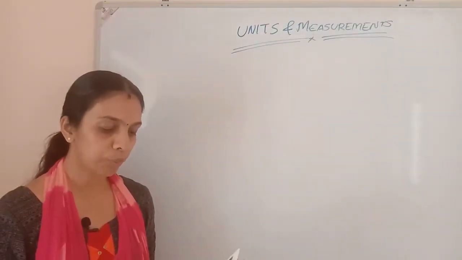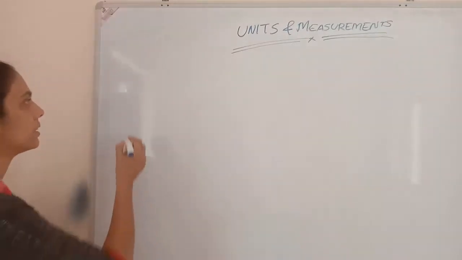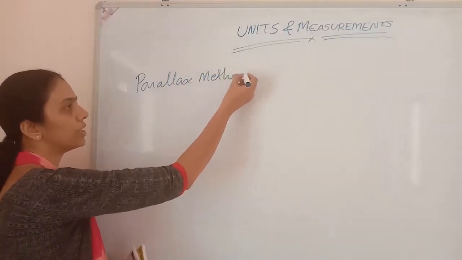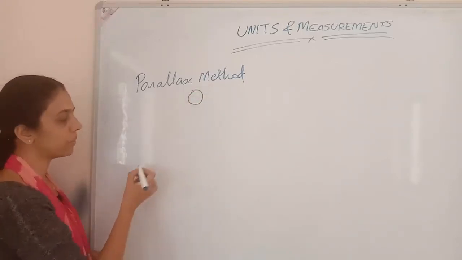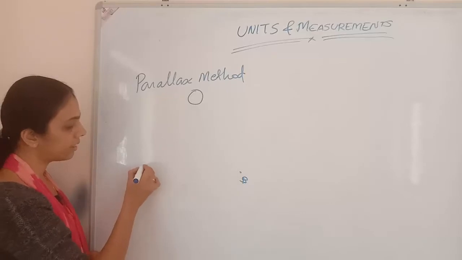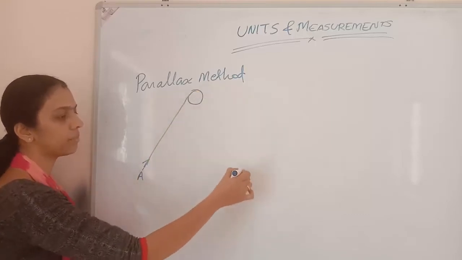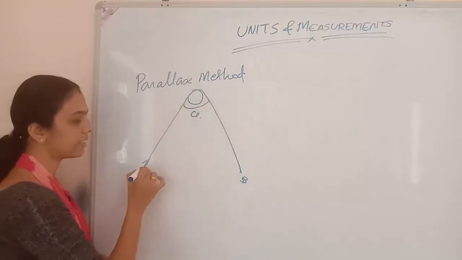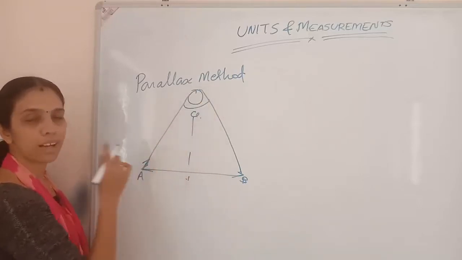Suggest a method to measure the diameter of the moon. It is the parallax method. The parallax method is used to measure the diameter of the moon. How will we find it out? The celestial object will be here. We will consider two points A and B on Earth. Using a telescope, we view this object from A, and from B also we view this object. We can find out the angle here and the distance we can measure. So from here, angle equals arc by radius.